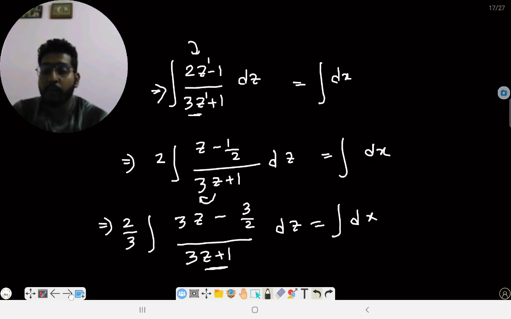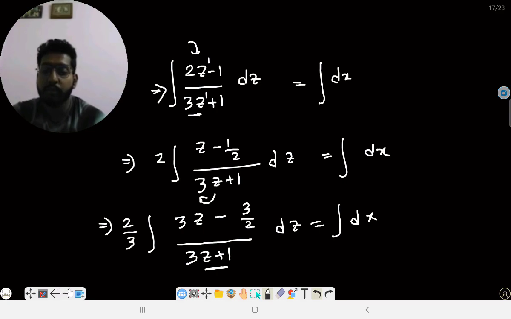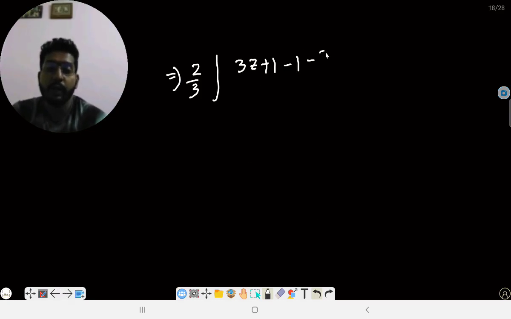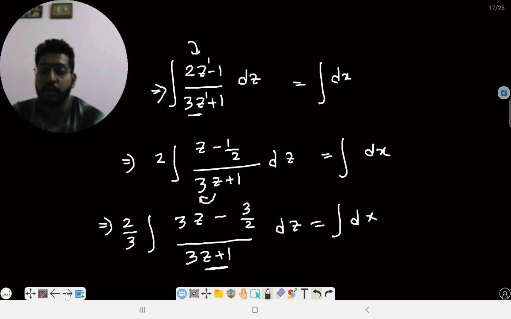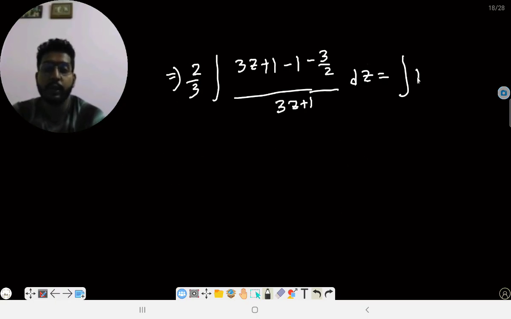So we have to add plus 1 here, that means it will become 3z plus 1. But we have taken 1 extra, that means we have to subtract, so there will be a minus 1, and here it is minus 3 by 2, and the denominator is 3z plus 1, dz equals, the value is written here, integration of dx.